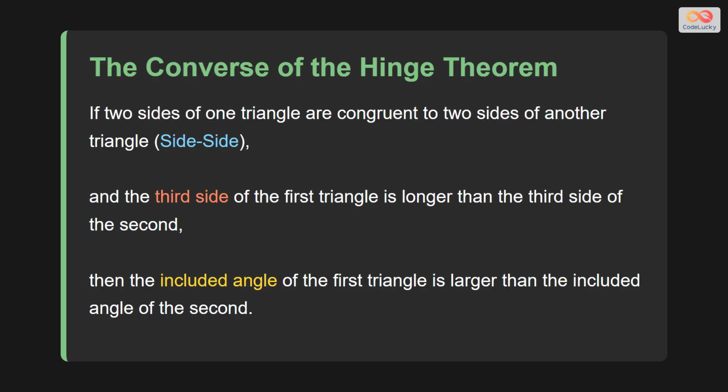Now, let's look at it from the other direction. The converse of the theorem works just as you would expect. If we know that two triangles have two pairs of congruent sides, and the third side of one triangle is longer than the third side of the other, then we can conclude something about their angles.